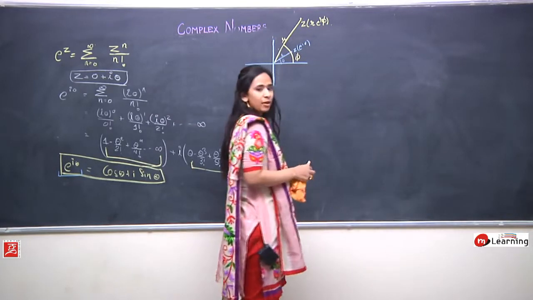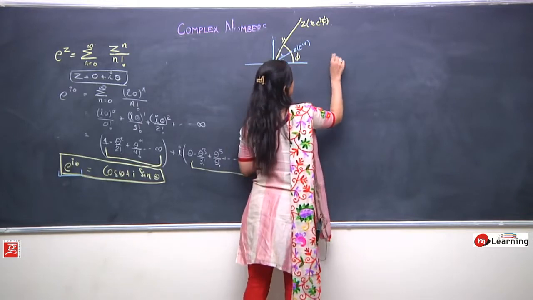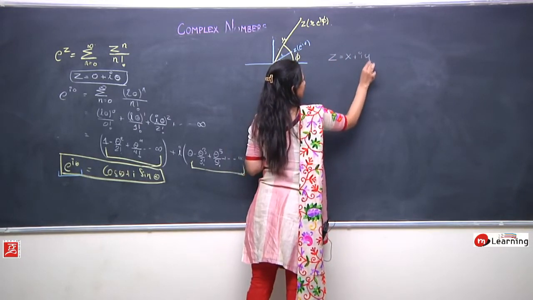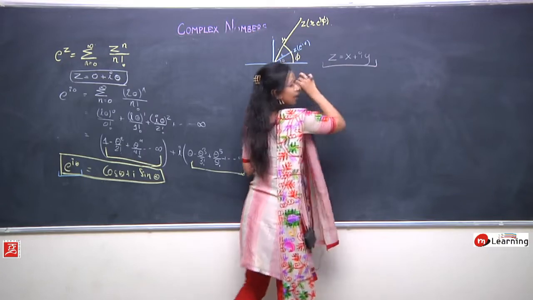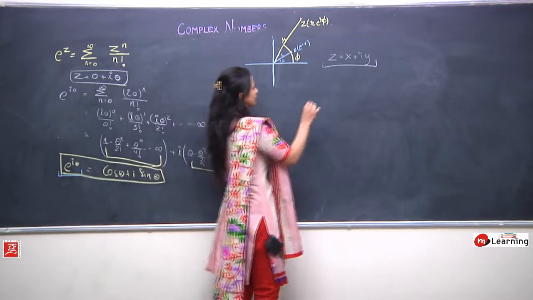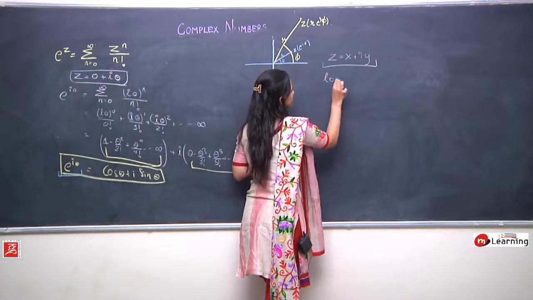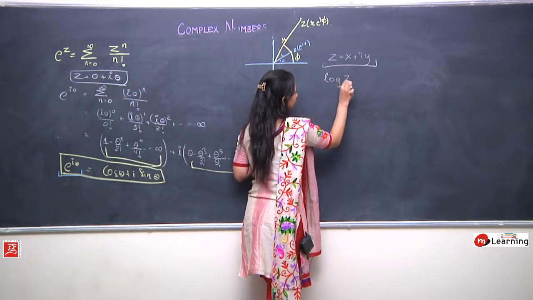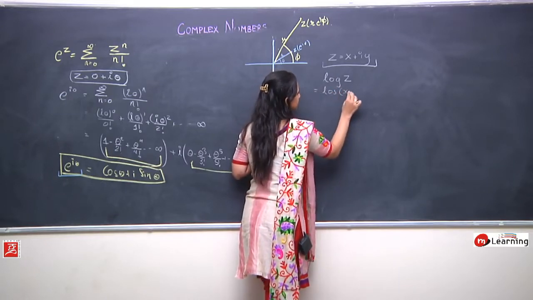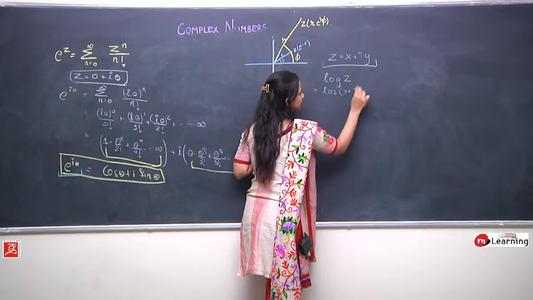For example, I have a complex number z which is equal to x plus iota y. I want to find the log of this complex number. So what I have to basically find is log of z, which is equal to log of x plus iota y.